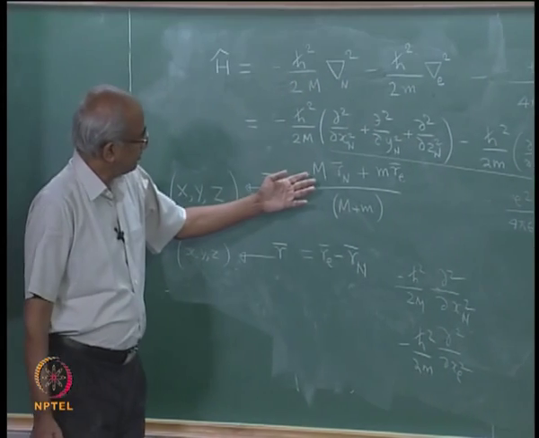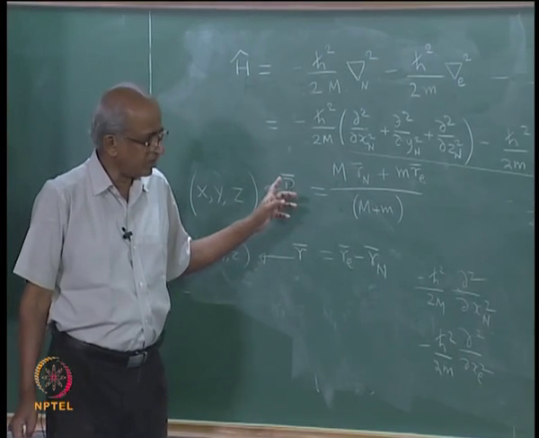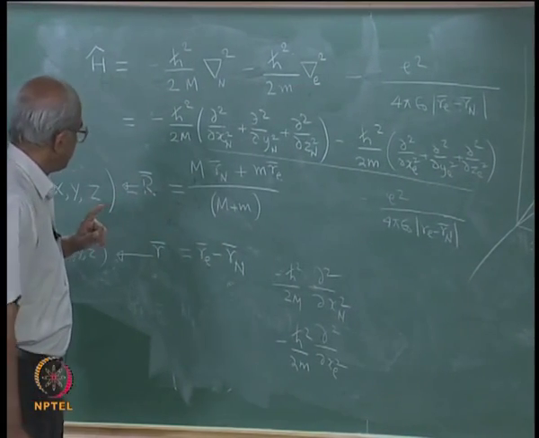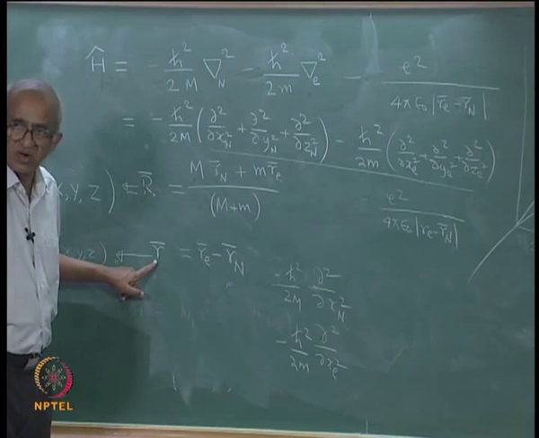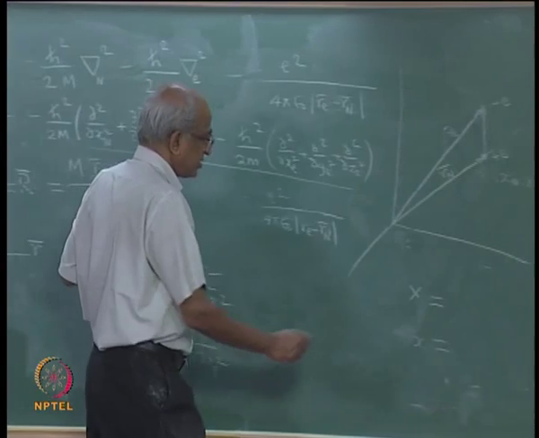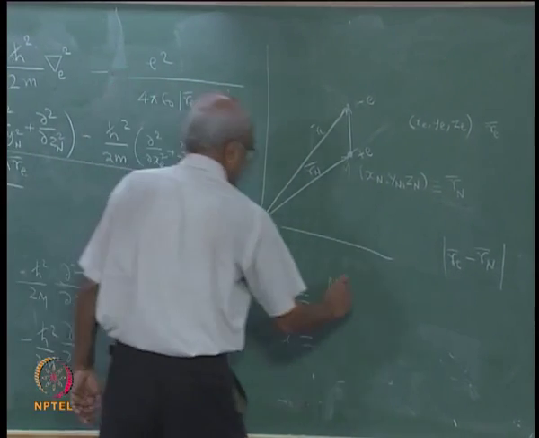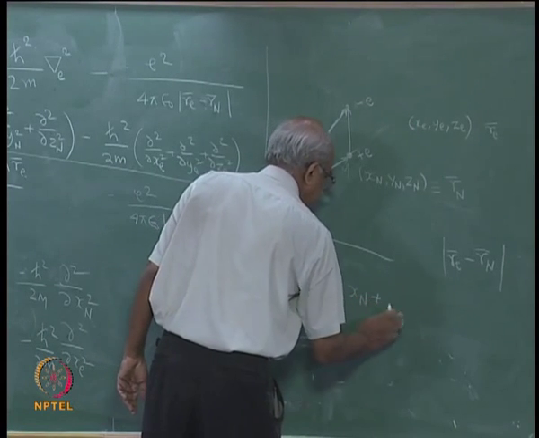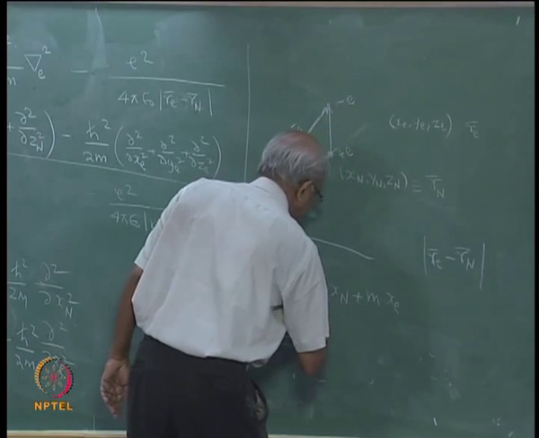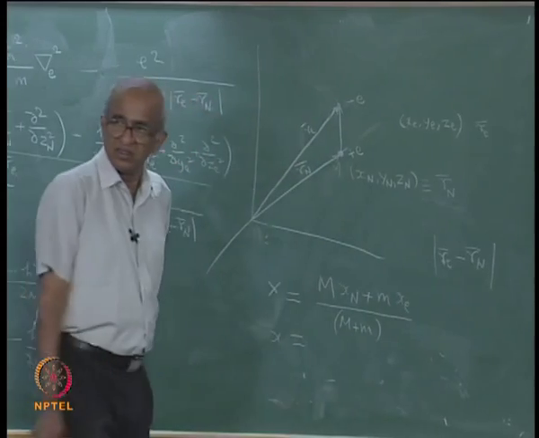It can be easily inferred from this definition. This is actually the vector. All that you have to do is think of the x component of capital R and the x component of small r. So, if you think of the x component of capital R, what is the expression? It is going to be capital M into x n plus small m into x e, divided by capital M plus small m, right.